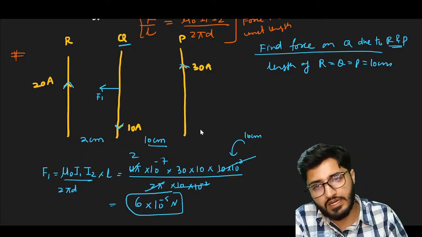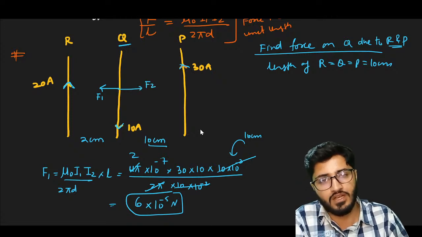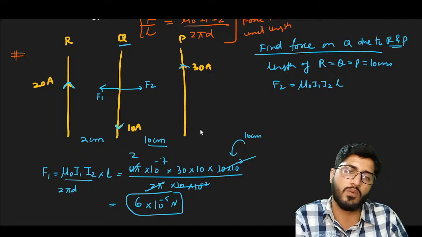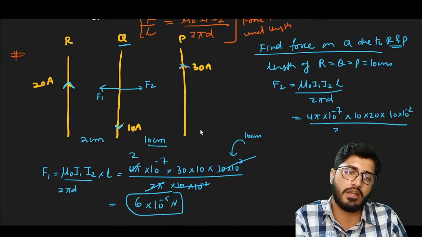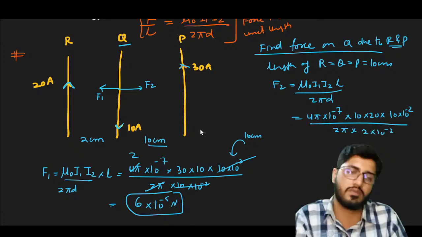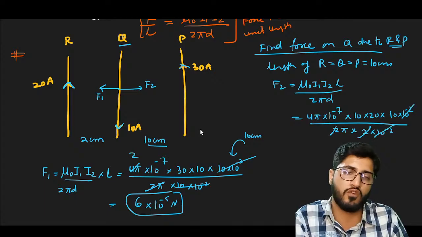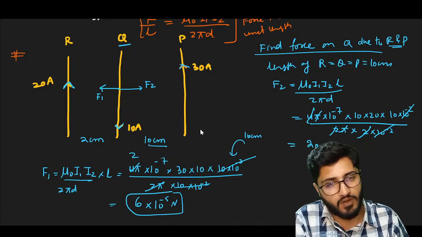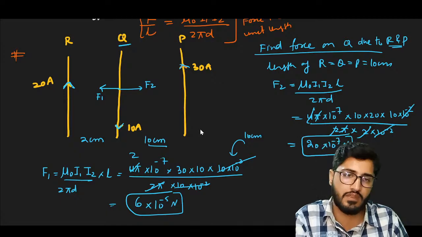Now look, current in opposite direction, force is repulsive, it is F2. So what is F2 now? Same, mu naught I1 I2 L divided by 2 pi d. Mu naught is 4 pi into 10 to the power minus 7. I1 is 10 ampere. I2 is 20 ampere. L is 10 centimeter. Whole divided by 2 pi d. D is 2 centimeter. Cancel out 2 to 4. 4 cancels out. Pi cancels out. So I get 20 into 10 to power minus 7, sorry, minus 5 Newton.